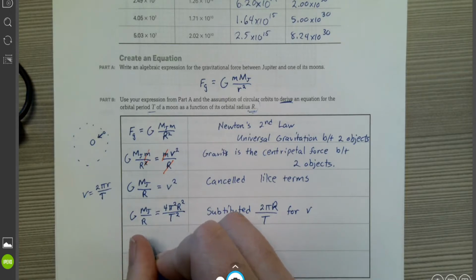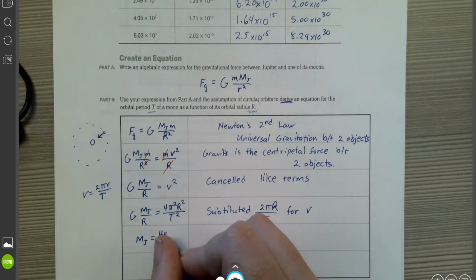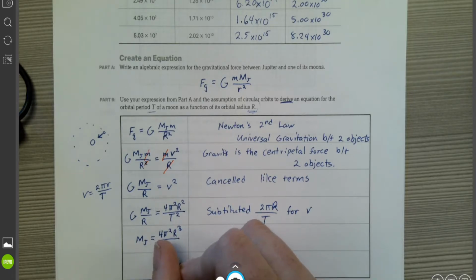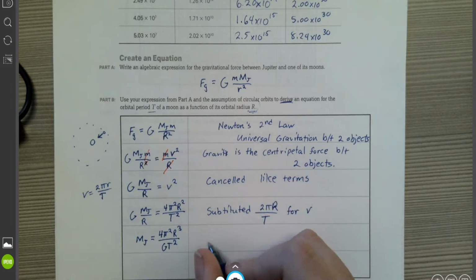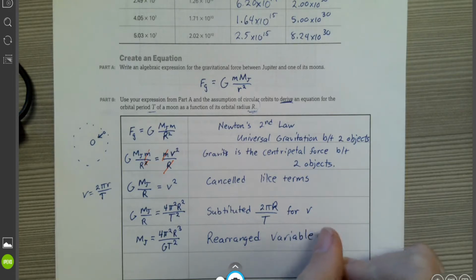So the mass of Jupiter, I don't want to do too many things at once because then it just gets all crazy. That's going to be 4 pi squared. The r goes up here, so it's going to be r cubed. The g goes down here, so it's going to be g, capital T squared for the time. Okay. So what did we do? We just rearranged some variables. We didn't really do anything physics-wise. This was a strict math step.